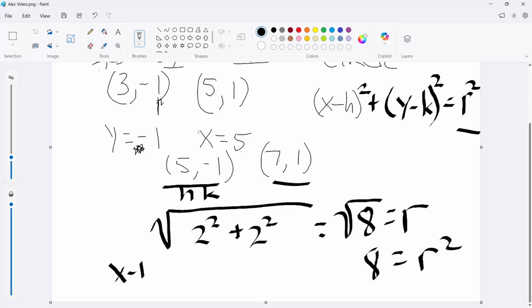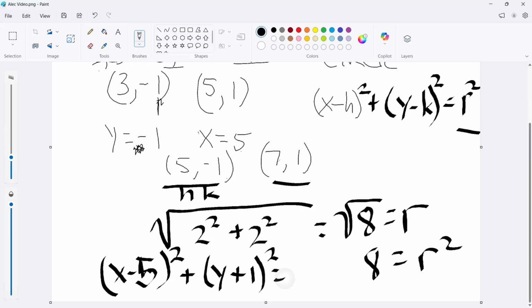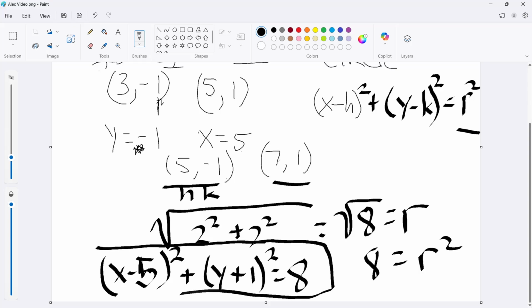X minus h, it's 5, squared, plus y minus negative 1, which is y plus 1, y minus k squared, equals 8, which is r squared. Right there.